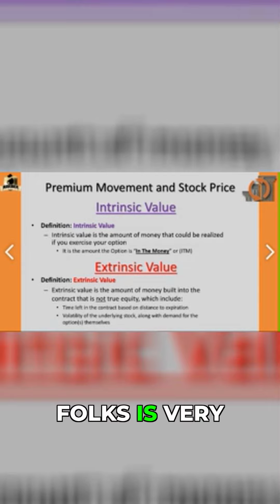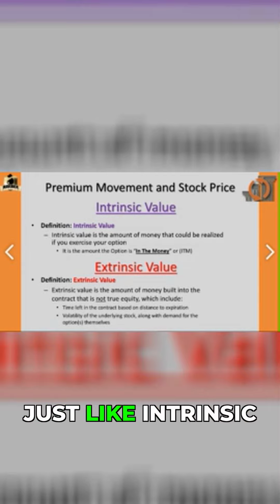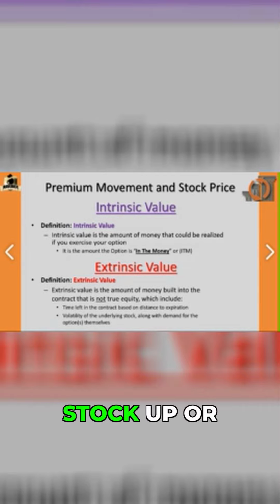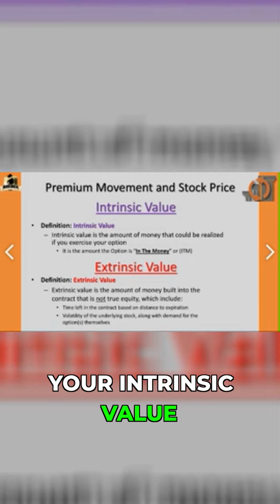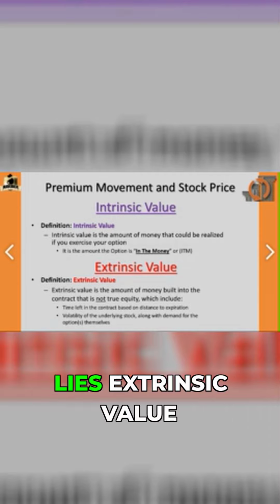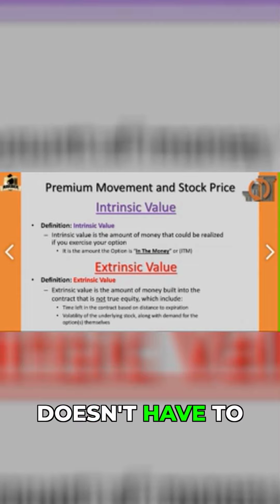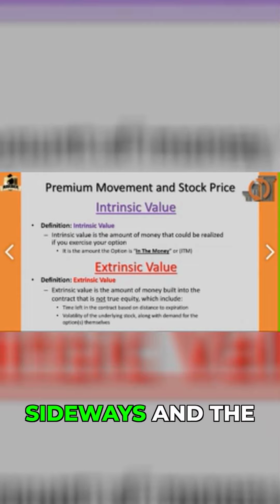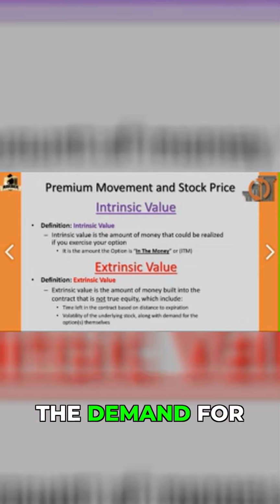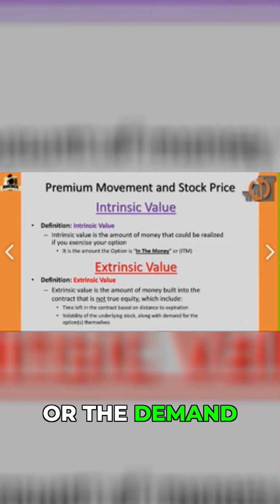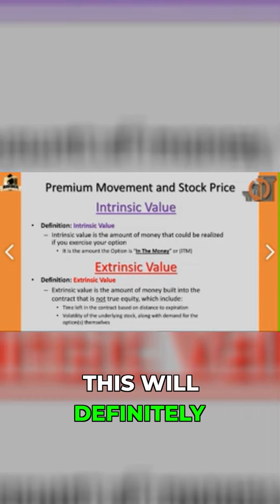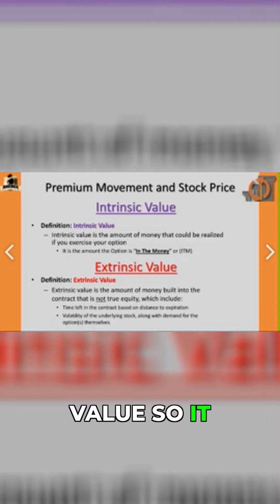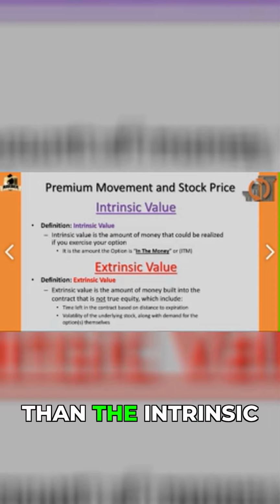Now, folks, this is very interesting too, because just like intrinsic value, if the stock moves up or down, it can increase or decrease your intrinsic value based on where your strike price lies. Extrinsic value doesn't have to do anything. If the stock moves sideways and volatility increases, or the demand for your options increases, or the demand falls apart, or the days tick by and you get closer to expiration, this will definitely change the extrinsic value. So it is susceptible to a lot more than the intrinsic is.